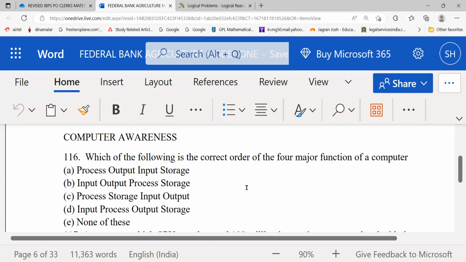Hello, sir. Please note it. In 15 minutes, you complete English. Then take about 20 minutes for reasoning and quants. 20 plus 25, 45 minutes totally.